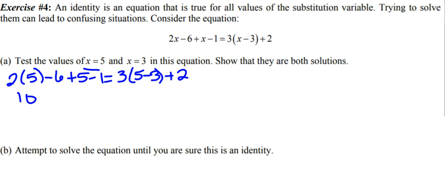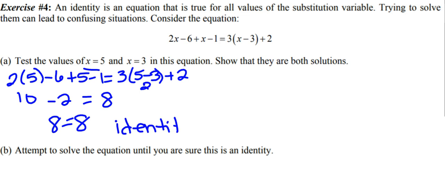So I have 10. Negative 6 plus 5 is negative 1. Minus 1 is negative 2. And this is going to be 2 in here. So 3 times 2 is 6 plus 2 is 8. So I have 8 equals 8. It would be an identity because it equals each other. So I put identity. Both of those equal each other.